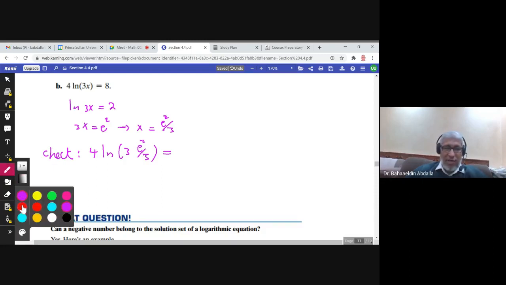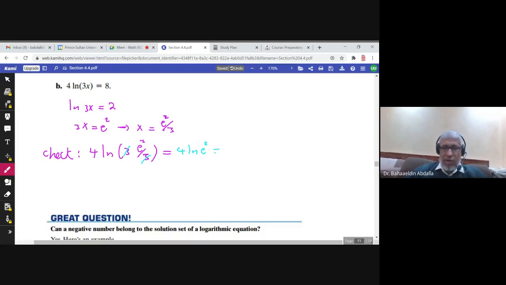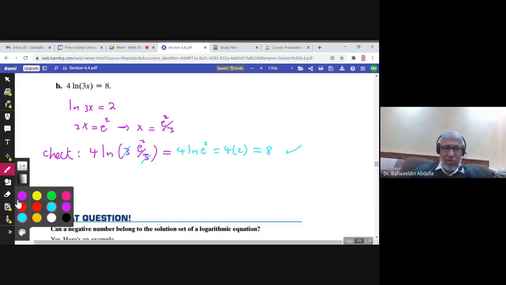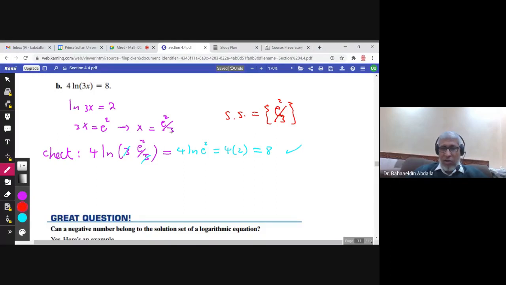Now we cancel 3 with 3, and you will have 4 ln e square. Now ln cancels with e, and you have 4 times 2, which is 8, which is equal to the right hand side, so it's correct. So the solution set is e square over 3. If you did not pay attention, if you make my mistake and you wrote e square over 2, you will find that by checking it will not give you 8, so you understand and you did a mistake.